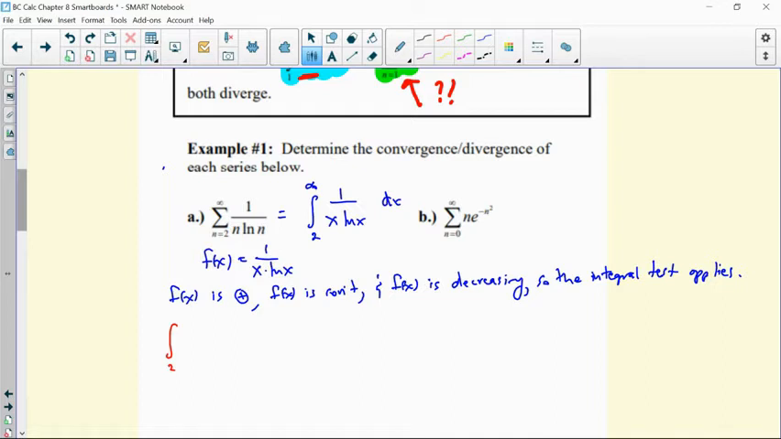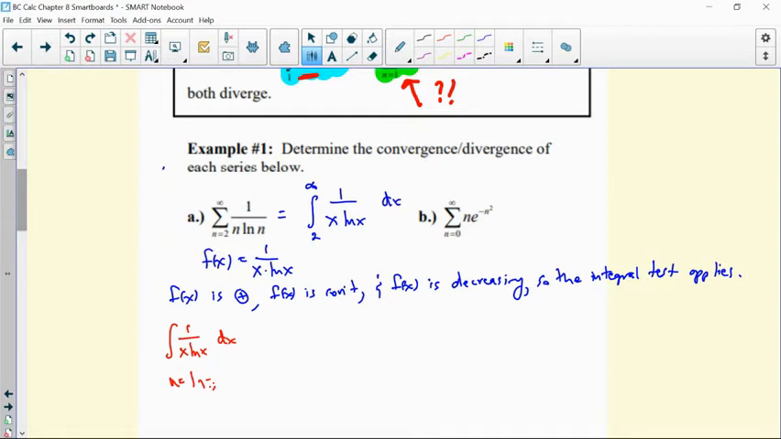So let's just focus first on the antiderivative. Let's ignore the bounds. Just the antiderivative of 1 over x ln of x. Now, it's not too bad of an integral. Let's do a u substitution. Let's let u equal ln x.